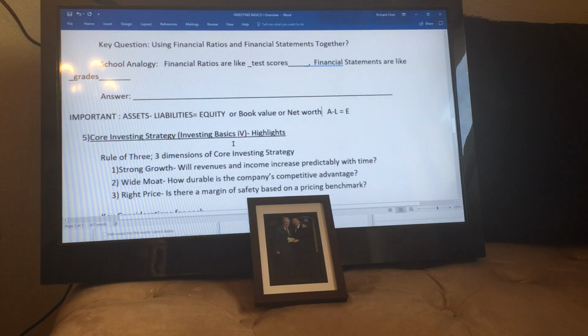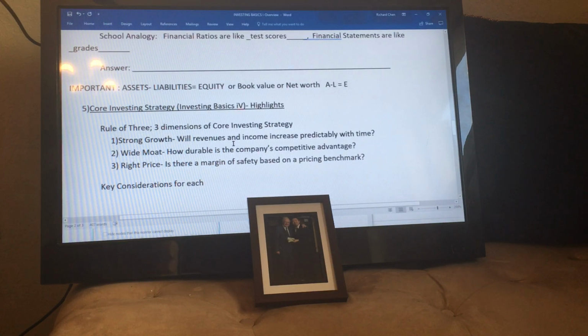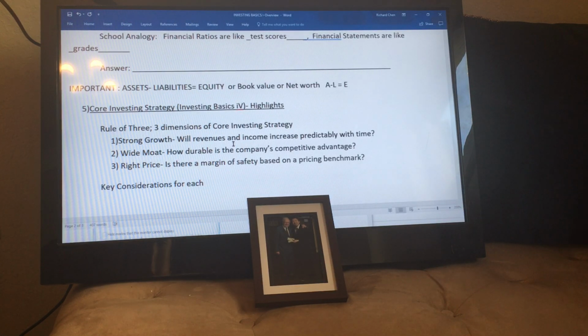Okay. So now we have just about 5 minutes to talk about the core investing strategy, and then I'd like to go over some of those resources, which are online resources. For part one, I showed you the books, the physical resources, and then I showed you electronic resources.